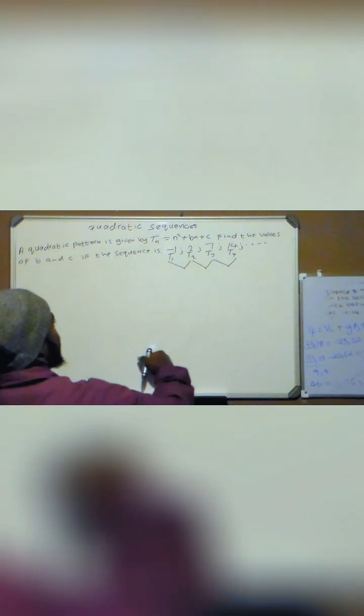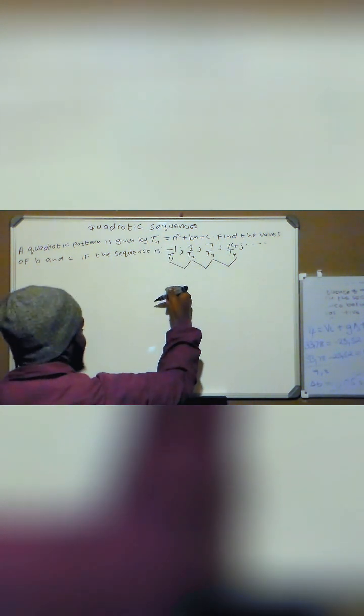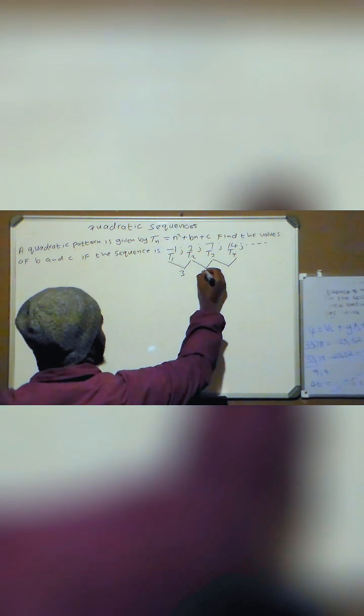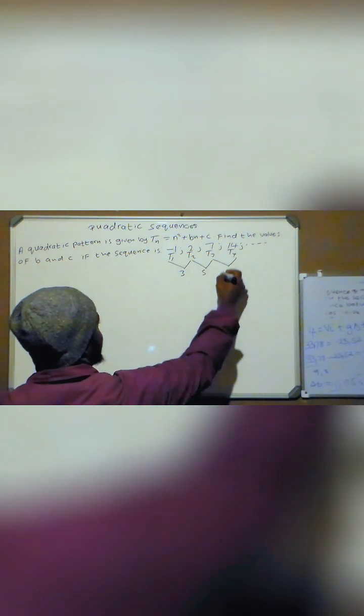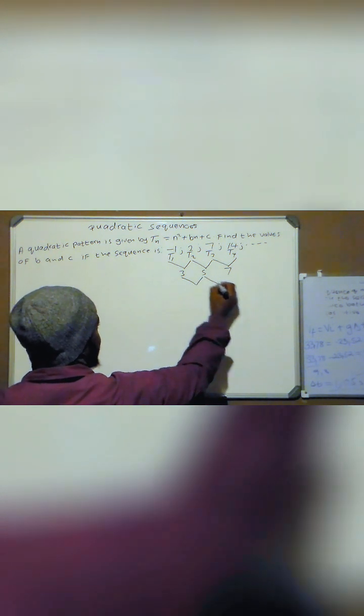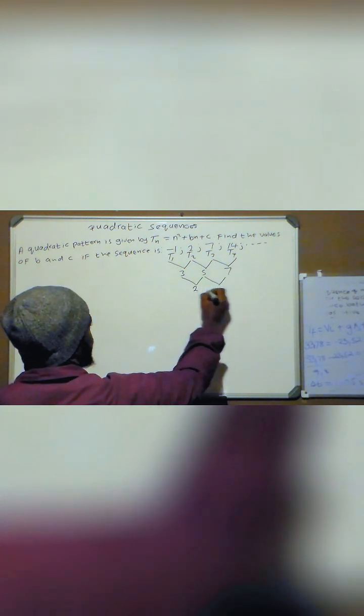So T2 minus T1, that's 2 minus -1. So this would give us 3. And then 7 minus 2, this will give me a 5. 14 minus 7, this will give me a 7. And then we go find the second difference. So this is 2, 2, right?